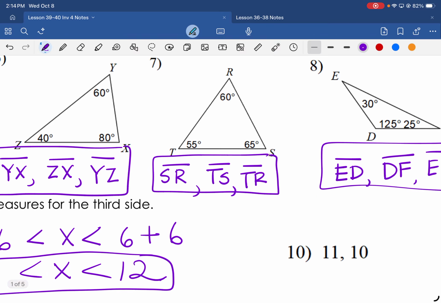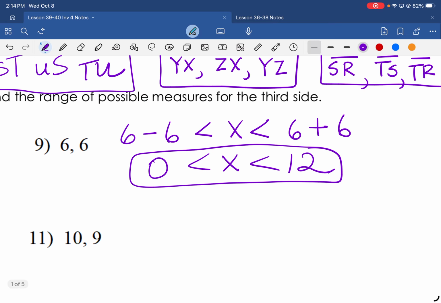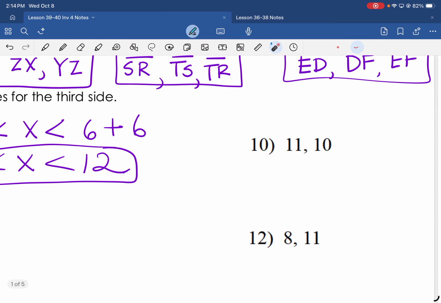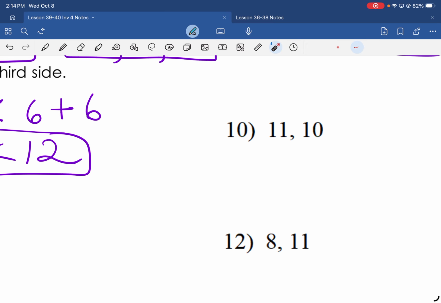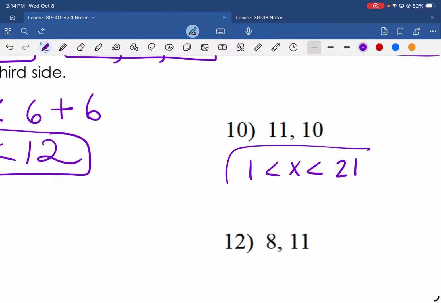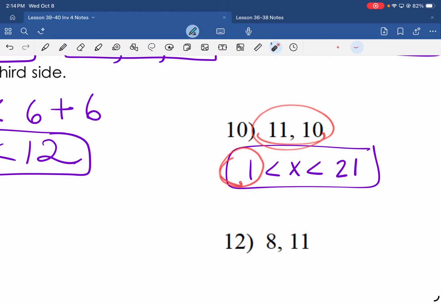Perfect. Okay, now moving on to the ranges. We already did the first one where we subtracted these two numbers and added these two numbers. So let's move on to number 10. And I think, Gabby, we left off with you. Yes, it would be in between 0 and 21. 0 and 21. You're right about the 21, because 11 plus 10. Yeah, there you go. She said it. 1. Why? Because 11 minus 10 is the 1, right? And 11 plus 10 is the 21.